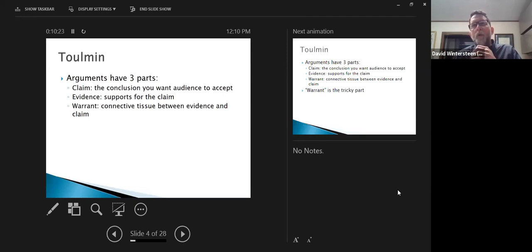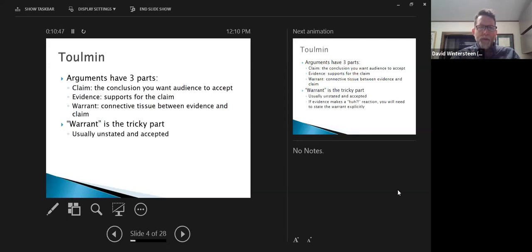Now, warrants are almost never stated explicitly or unpacked explicitly. That's the other tricky part about them. And most of the time when you encounter an argument, you're going to hear the claim and you're going to hear the evidence and you're going to kind of go, okay, that makes sense, right? To some degree, but sometimes not. And so the way to do this, I've got a couple of points. I've been talking about this. It's usually just unstated.